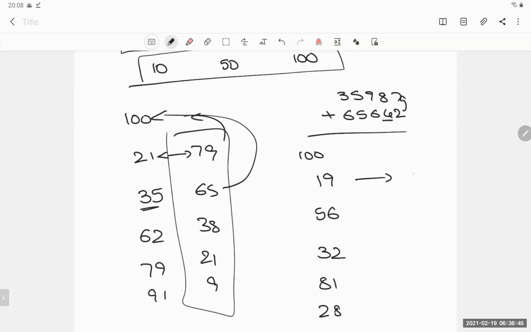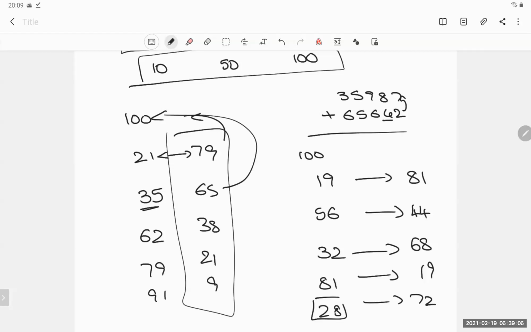81. 44. Good. And 68. 19. And 72. Okay. So can you just tell me, Padmarao, when you're doing 28, the complement, what were you thinking in your mind to get to the complement? Yes, sir. I just round off 28 plus 2, 30. Correct. So because of that, adding 70, it becomes 100.